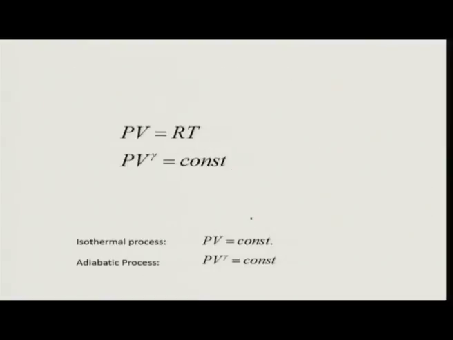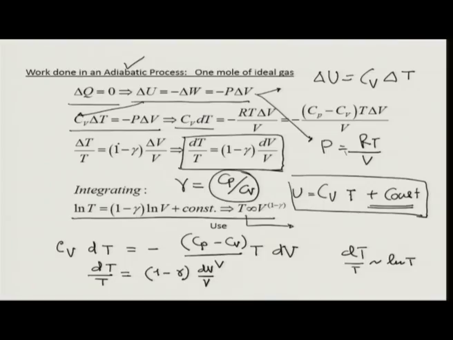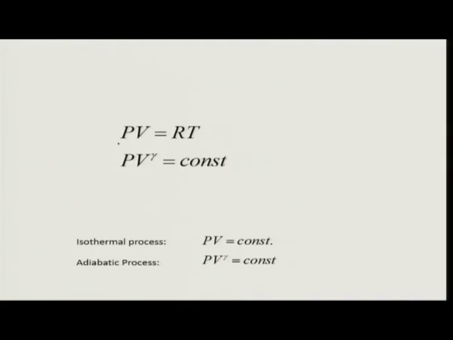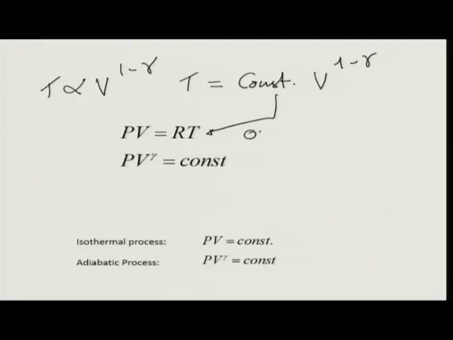I can put it in a more succinct form if I proceed. I had this relationship telling me T is proportional to V to the power 1 minus gamma, or I can write T is equal to some constant times V to the power 1 minus gamma. Now use PV is equal to RT, because I am using 1 mole of ideal gas.